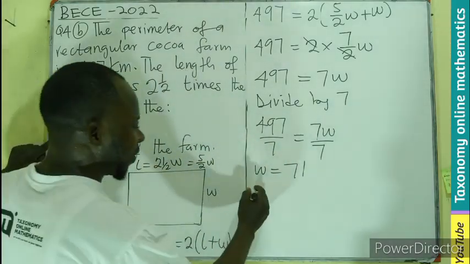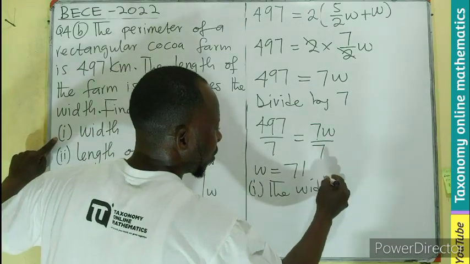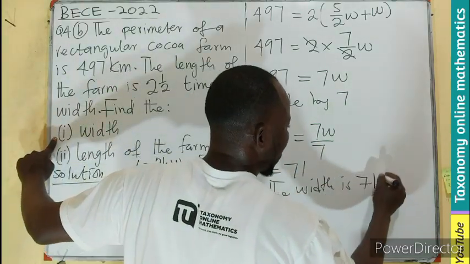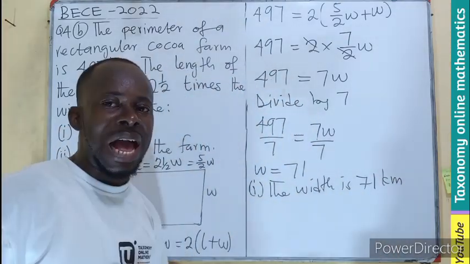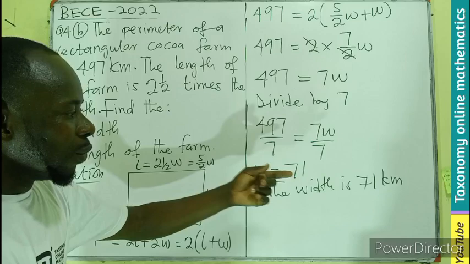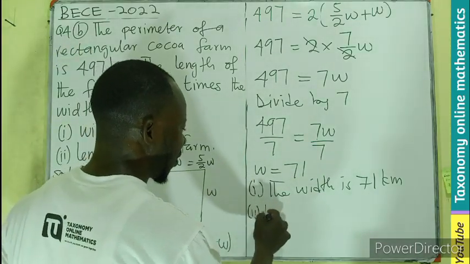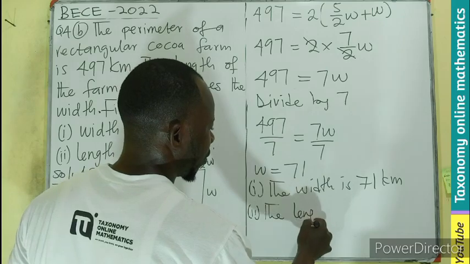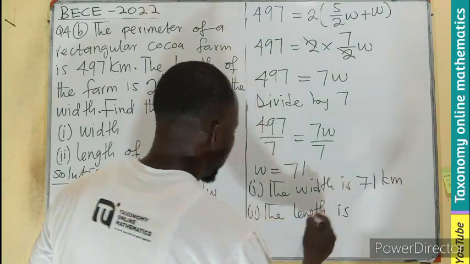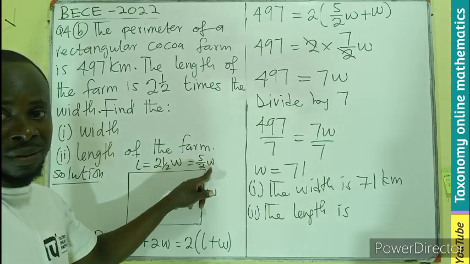So the first part, the width is going to be 71 kilometers. We are asked to find the width, and the width is going to be the W, which will give us 71. Now to find the length, what is the length? The length is 5 over 2 times W.